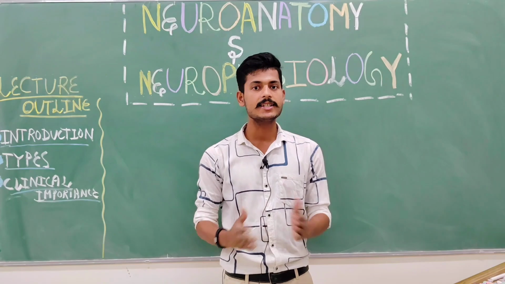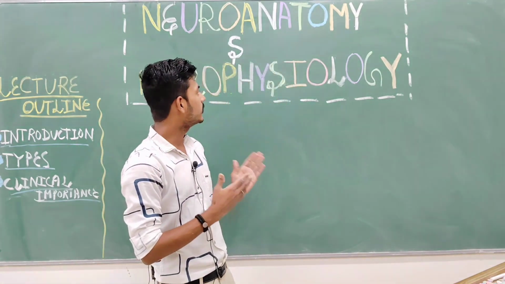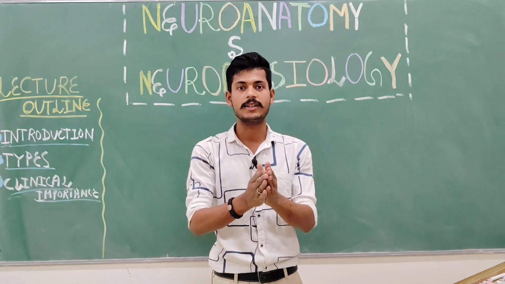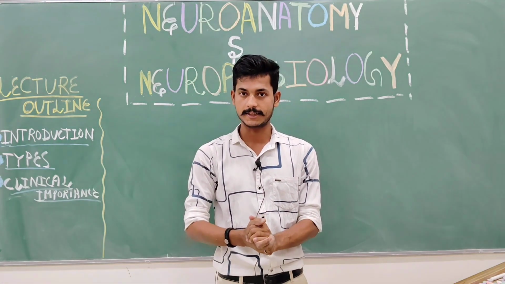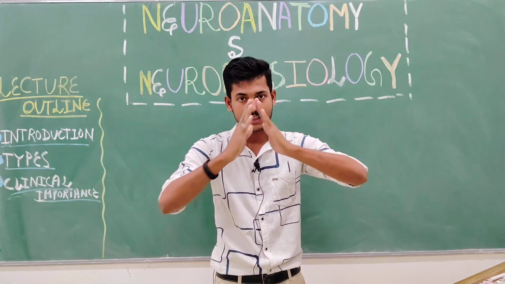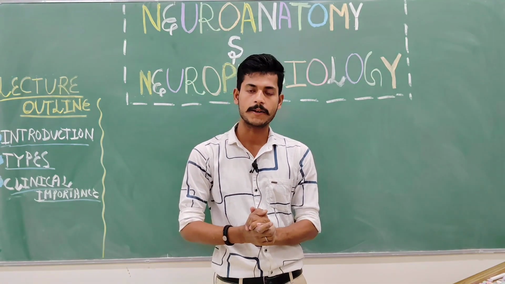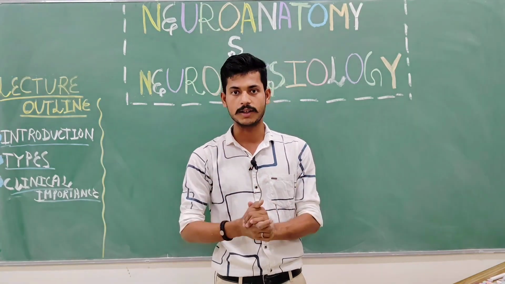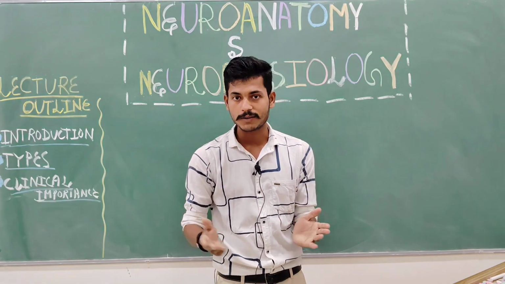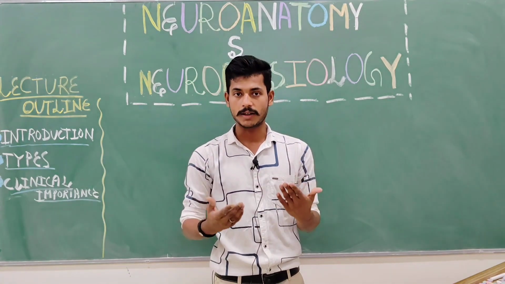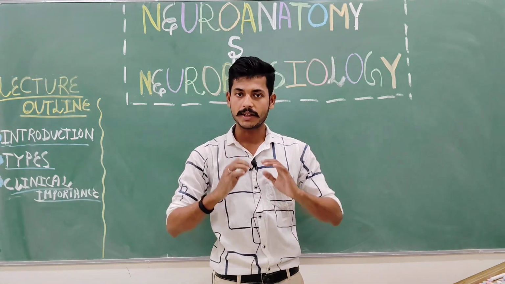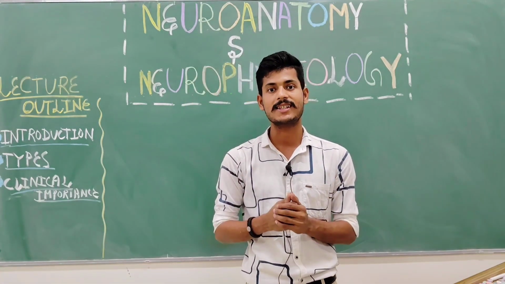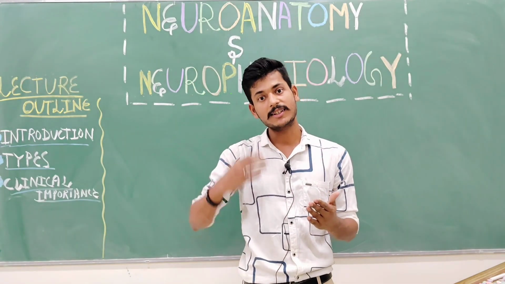We started a series of lectures on neuroanatomy and neurophysiology. Until now, we already discussed the basic introduction of the nervous system. We also saw the classification of the nervous system. Then we saw the basic structural and functional unit of the nervous system, which is the neurons. And we also saw that apart from the neurons there are other cells which work in the nervous system to make their physiology optimum, and we term those cells neuroglial cells.